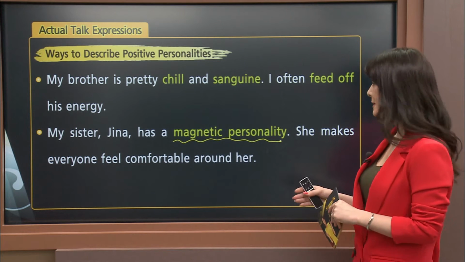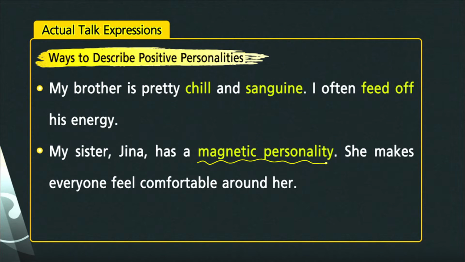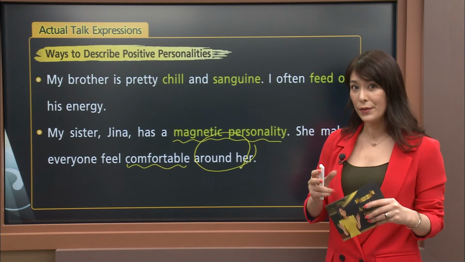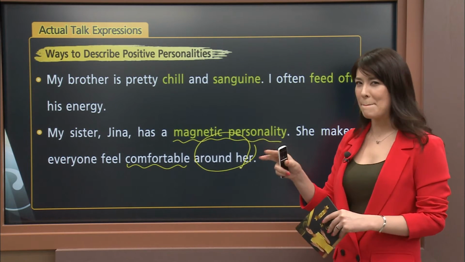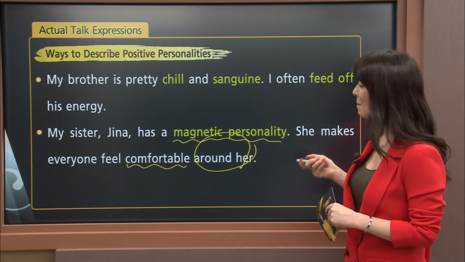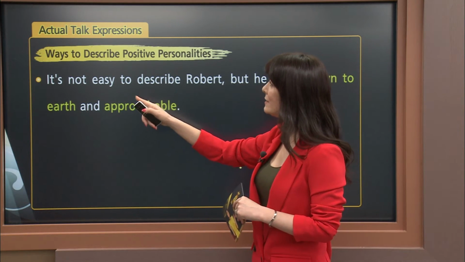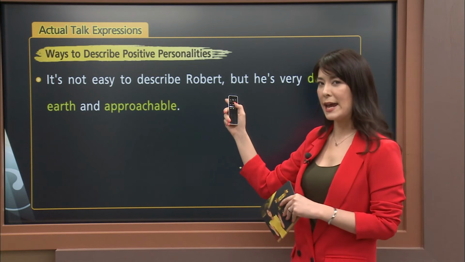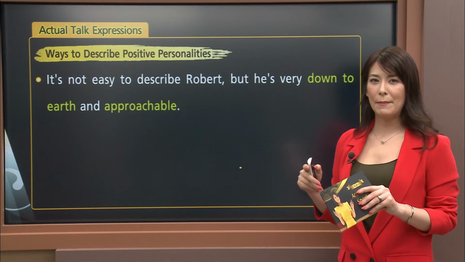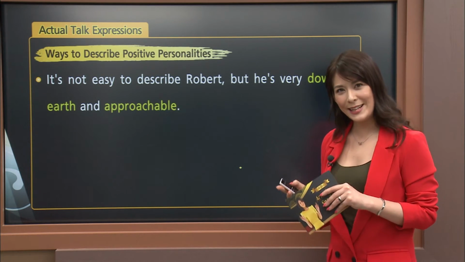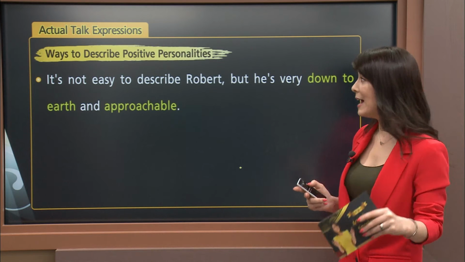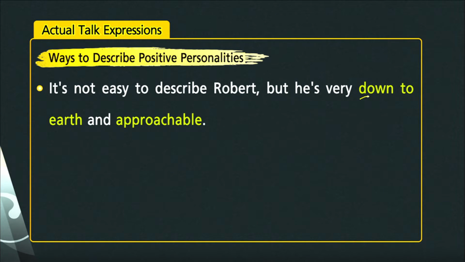And then you could explain by saying, she makes everyone feel comfortable around her, meaning when people are with her, they feel very comfortable because she has a very good personality, a magnetic personality. She attracts people. Moving on to this one. It's not easy to describe Robert, okay? So if you have a difficult time talking about somebody's personality, this is a great way to begin. It's not easy to describe so-and-so's personality, but he's very down to earth and approachable, okay?